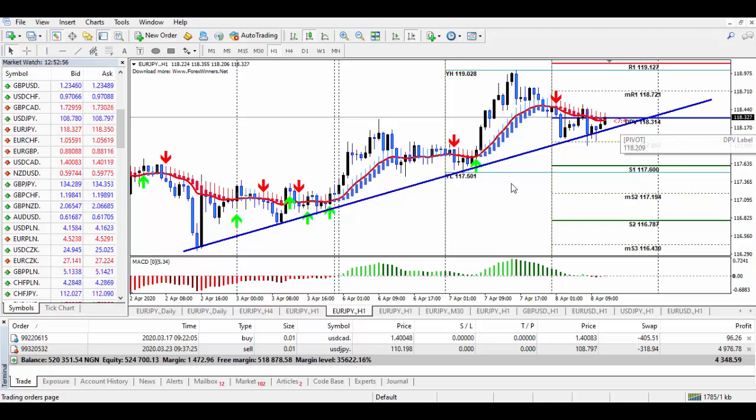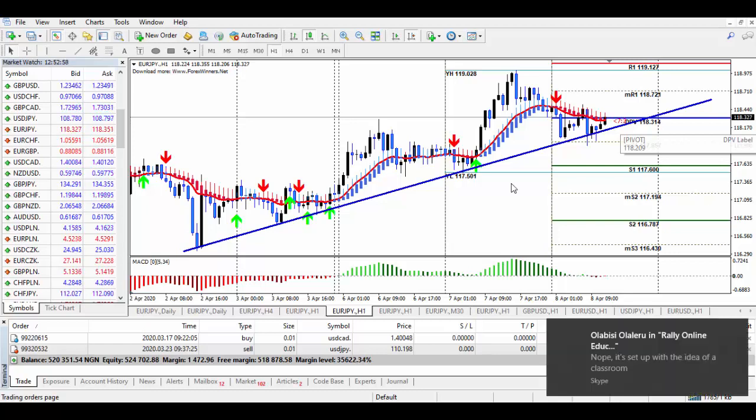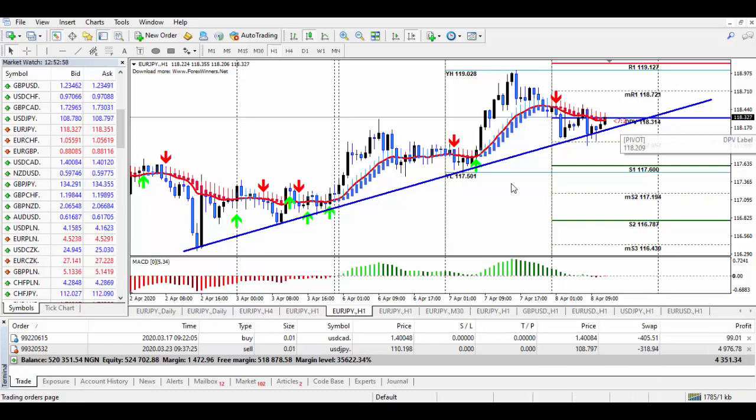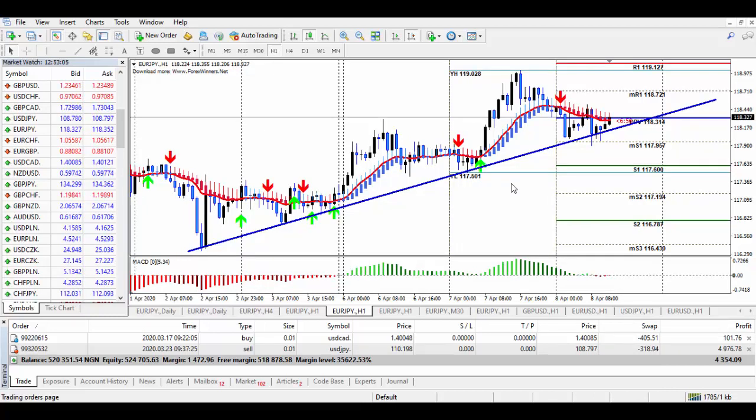But if it breaks through and goes higher and gives you a bullish candlestick above the DPV, you can take a buy trade at the top there. So that is the analysis for today. Just keep on watching the chart and look out for all of these things happening on your chart.